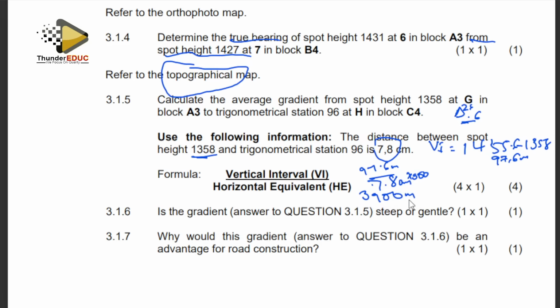Okay, so you have this. What do we do? We put it in our formula. It is 97.6 over 3900 meters. But remember, I told you when you reach here, you don't divide it directly, you divide by the smallest. Divide by 97.6, and you also divide this by 97.6, so that this into this is 1 over this into this.